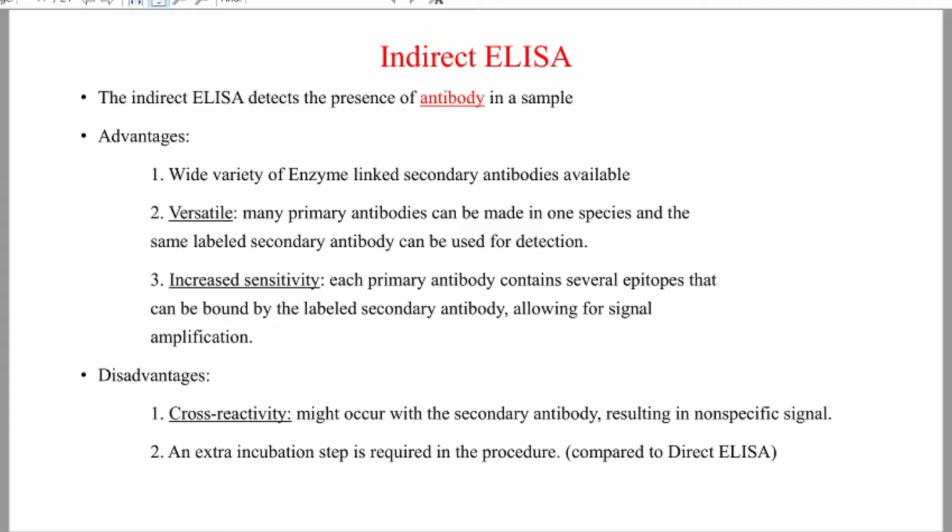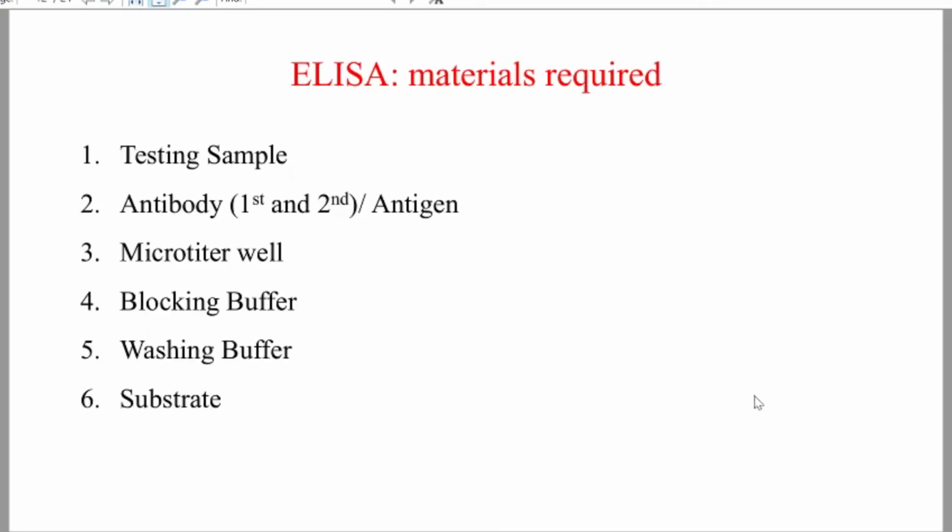So there's increased sensitivity because there can be more than one epitope on the primary antibody that the secondary antibody binds to. This amplifies the signal that's generated, allowing you to detect smaller quantities of the sample that you're trying to assay. Disadvantages include cross-reactivity between the two antibodies, and there's one extra step compared to direct ELISA.